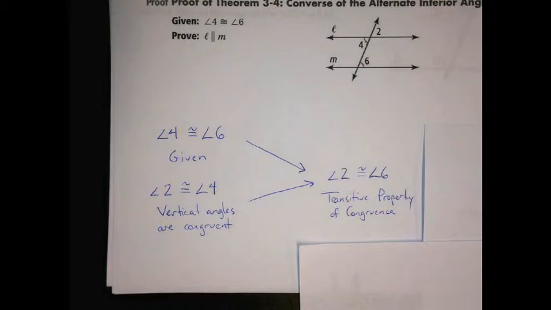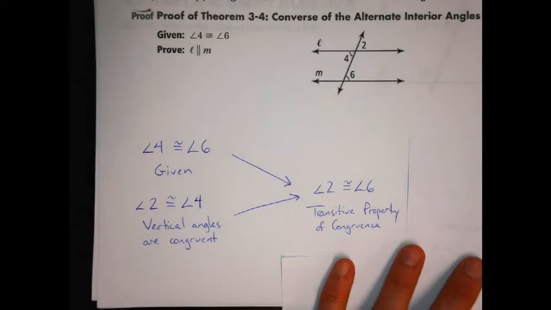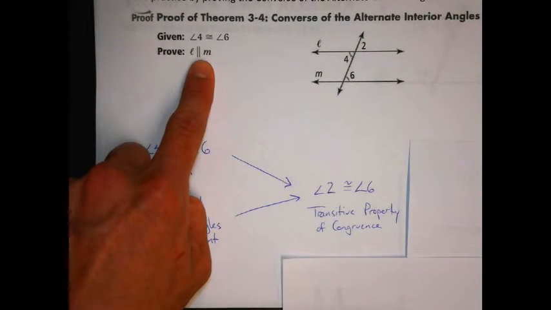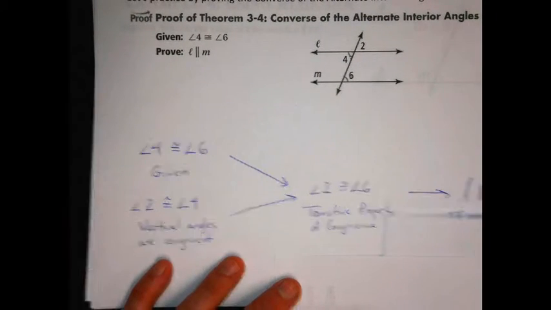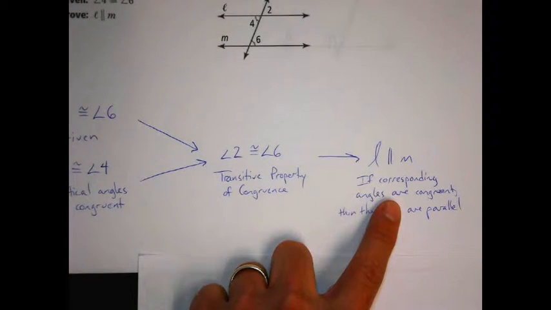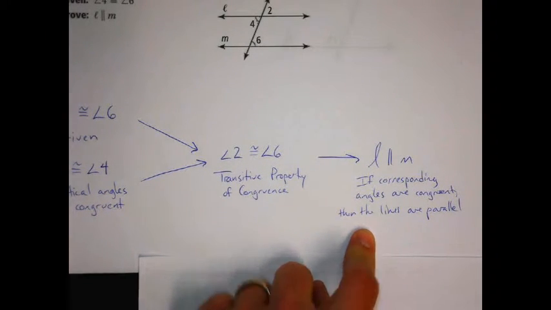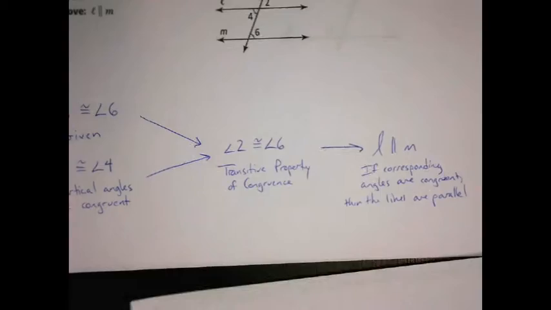So all we have to do now is close the deal, seal the deal. We can now simply prove line L is parallel to line M. How do we know? Because of the thing I've been hounding you about: if corresponding angles are congruent, the lines are parallel, right? So if corresponding angles are congruent, then lines are parallel.